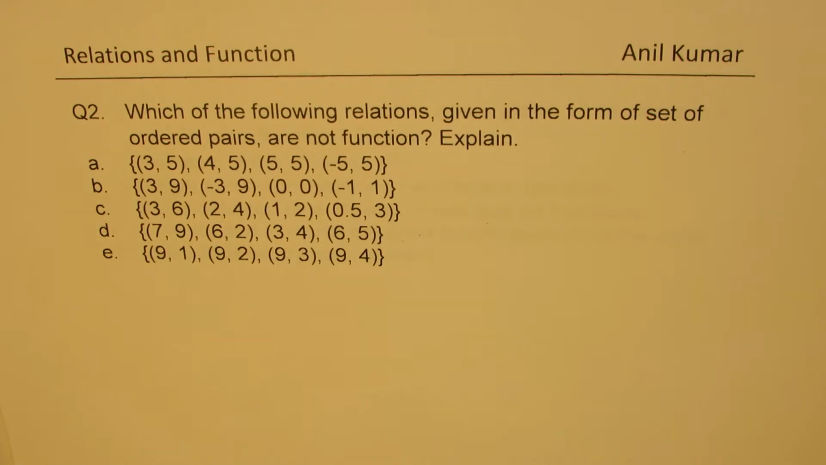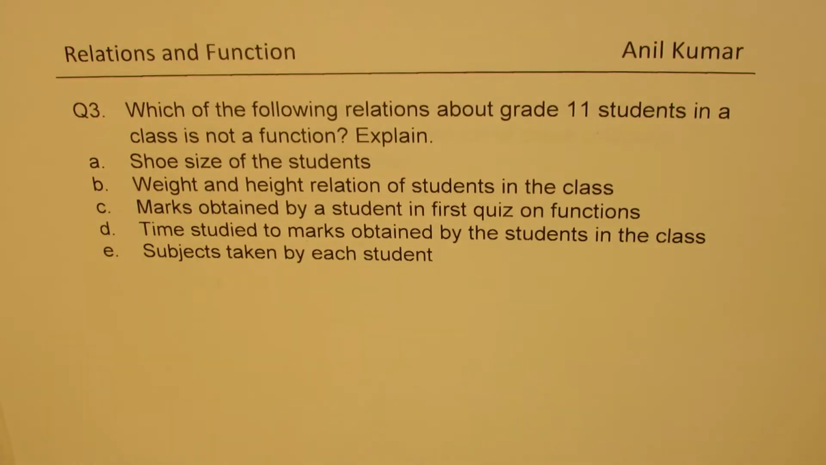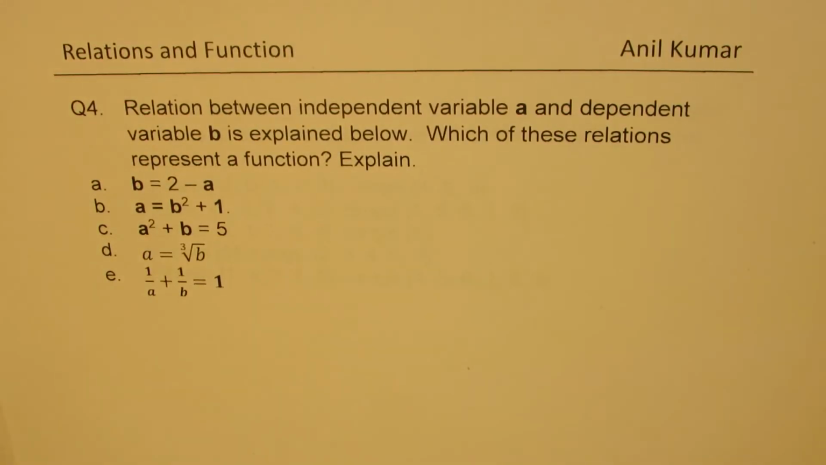Here is question number 2, in which we have taken all the relations in set form, and you need to figure out which one of these is not a function. In question number 3, we have given you a word statement. As you know, a relation can be represented in many different ways, and based on that, we have 6 questions for you. In question number 4, we have given you 2 variables a and b, where a is the independent variable and b is the dependent variable.